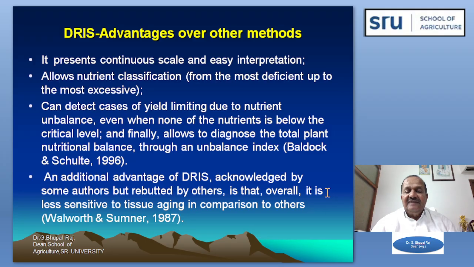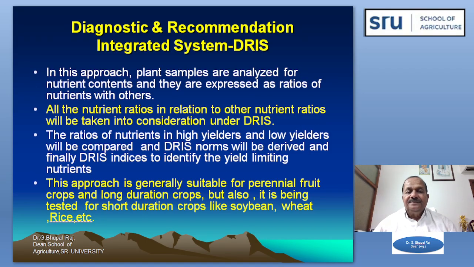An additional advantage of DRIs, acknowledged by some others but refuted by others, is that overall it is less sensitive to tissue aging in comparison to the others. In this DRS approach, the plant samples are analyzed for nutrient contents and they are expressed as the ratios of the nutrient with others.